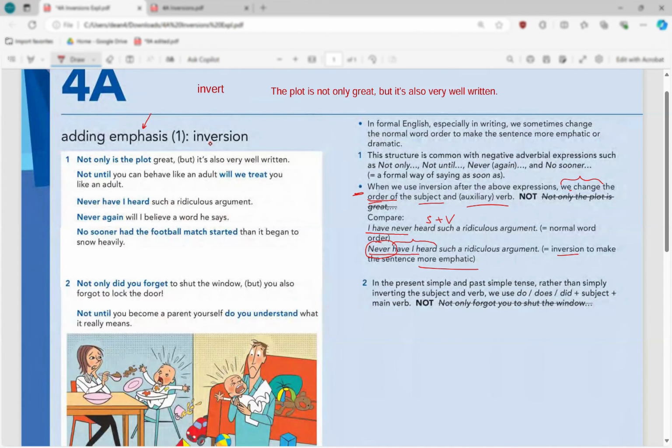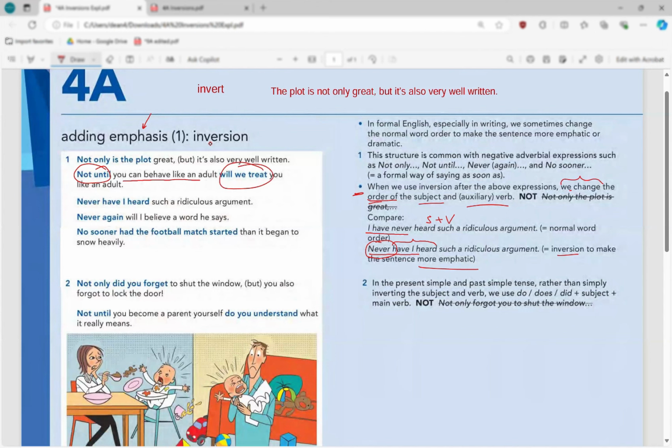So we've got to be careful here. Not only, never, no sooner. When you look at these adverbial phrases, inversion is happening in the same clause. But "not until" is a bit different. Why is it different? Because with "not until," the inversion is not happening in the same clause. It's happening in the second part.